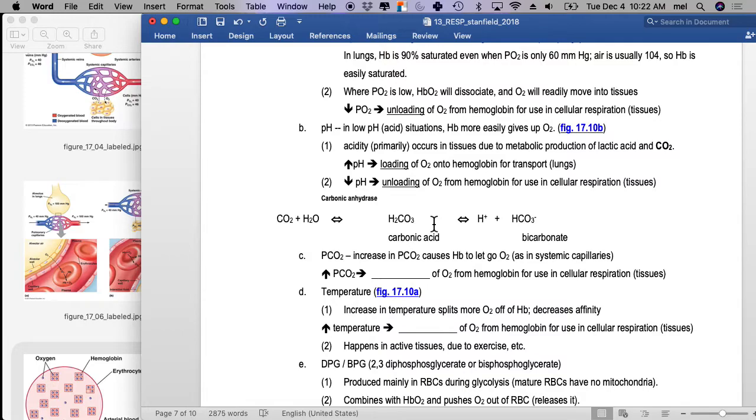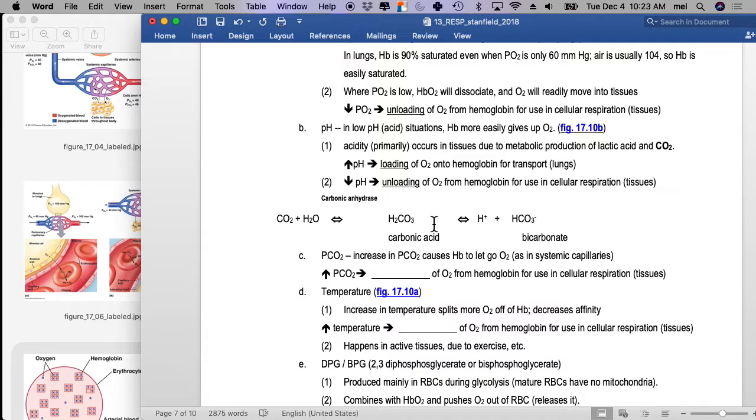Okay, so let's try to figure out what would favor loading. So work with me here. What pH, low or high, should favor loading? High, yes. High pH, which is true in your pulmonary capillary bed. And it doesn't have to be high. We're just talking about relative to one another, right?